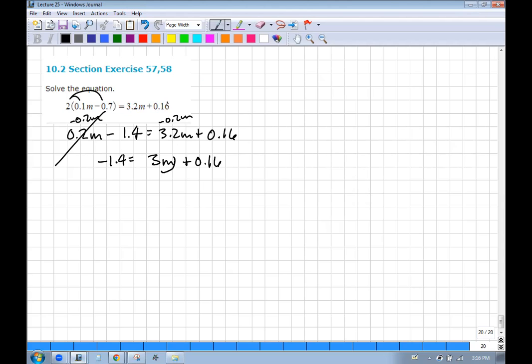Right? So I have to get the m by itself. Now I've collected them all here. I'll get rid of this 0.16 from both sides. That goes away. So let's see. Use my calculator here. 1.4 plus 0.16 is 1.56, negative 3m. So divide both sides by 3 to get that m by itself. And that gives me 0.52 with the minus.